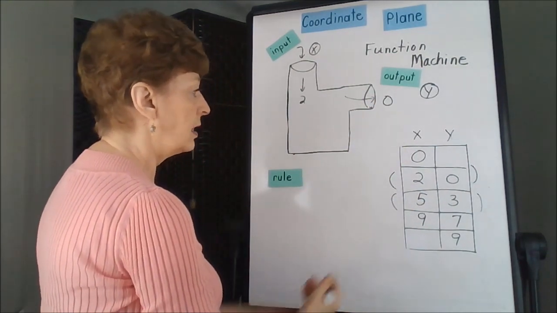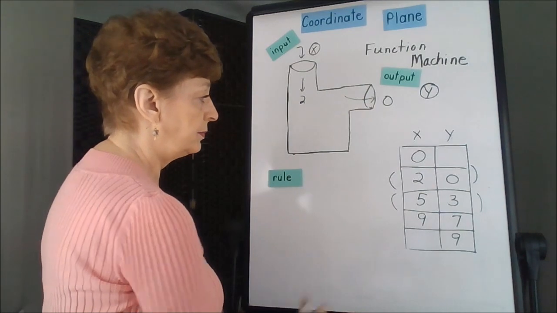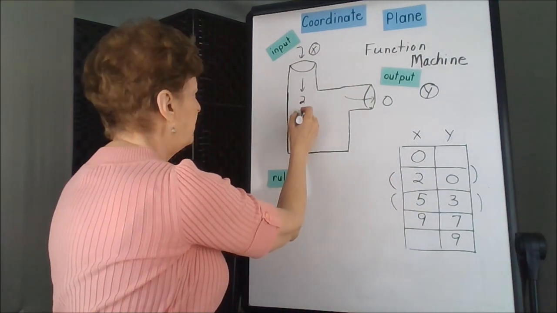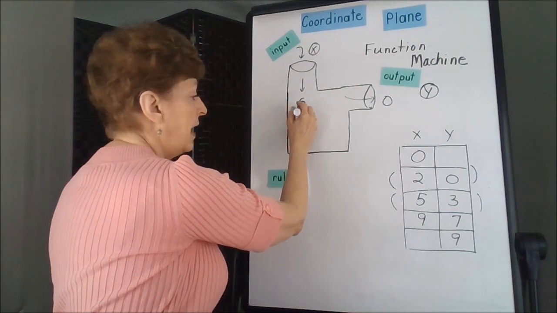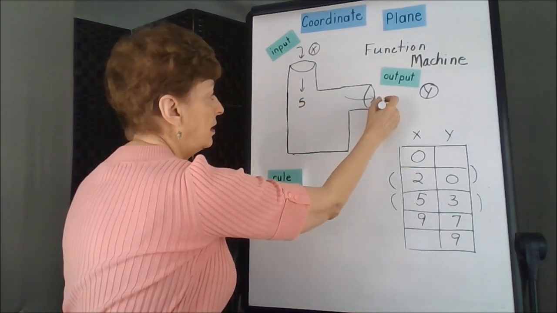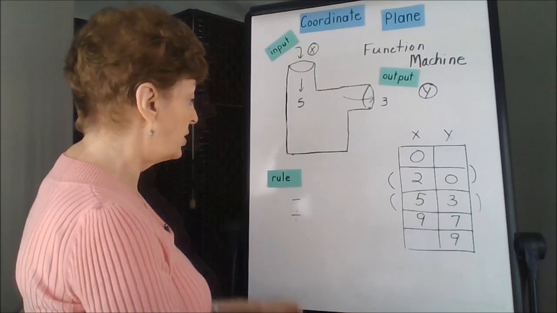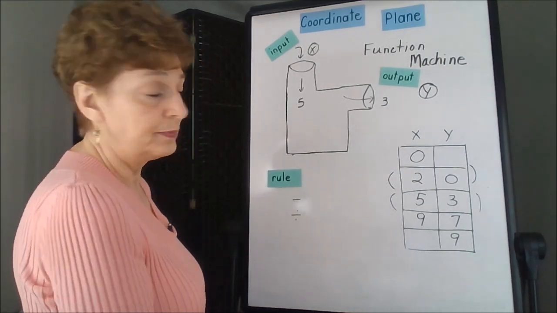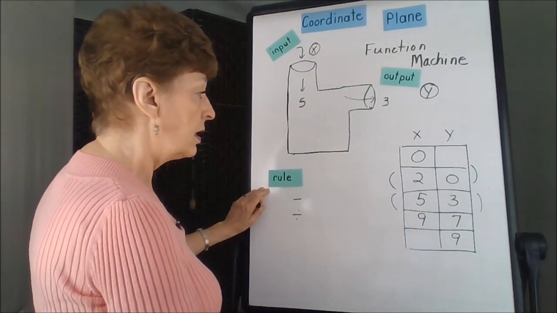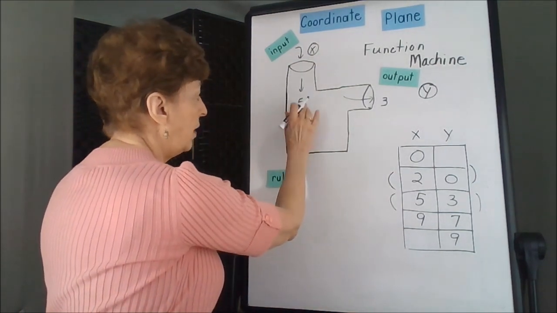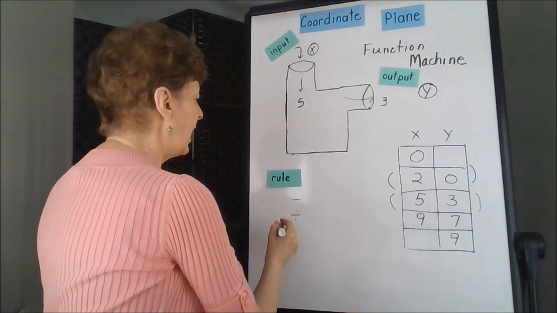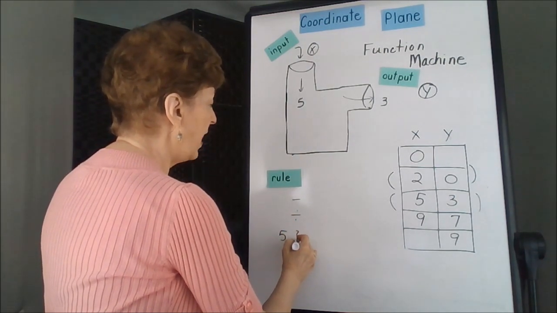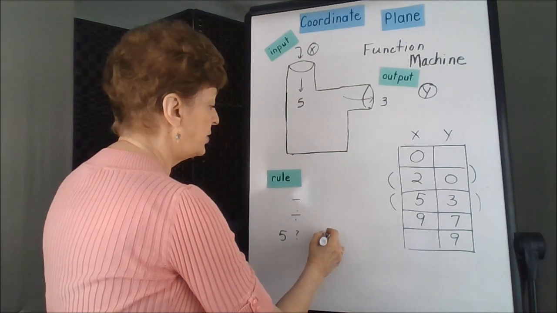Are the numbers getting bigger or smaller? All right, so we've got an input of 5, and that's coming out as a 3. Bigger or smaller? So the rule has to have something to do with one of these, most likely. If we put a 5 into this, what do we have to do to the 5 in order to get our answer to be 3?